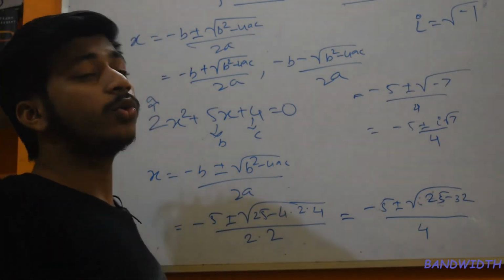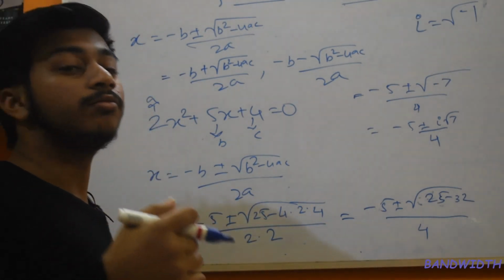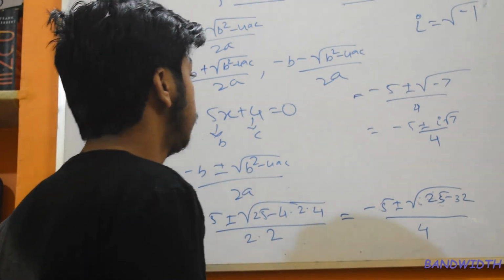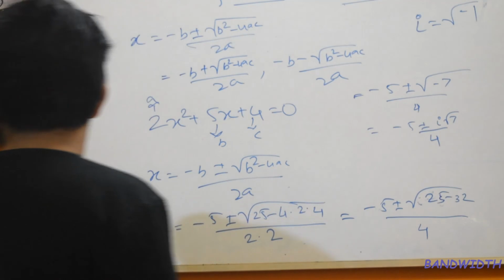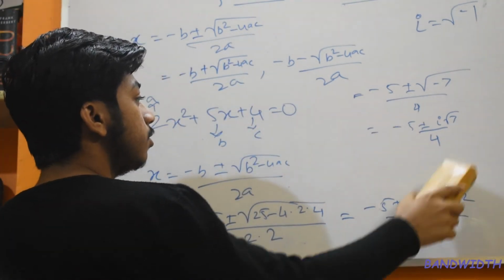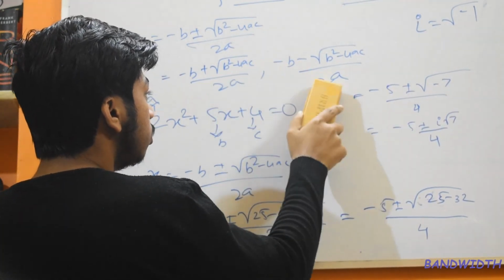I will not go into deeper details of this. You will learn it in complex numbers, but not now. If there wasn't a negative term inside the root, there wouldn't be an i, and you would have got two different values.